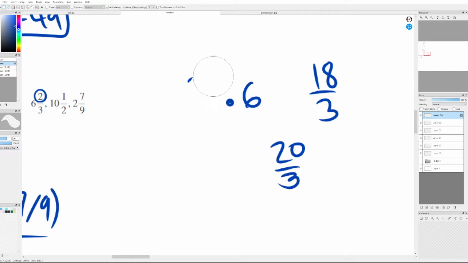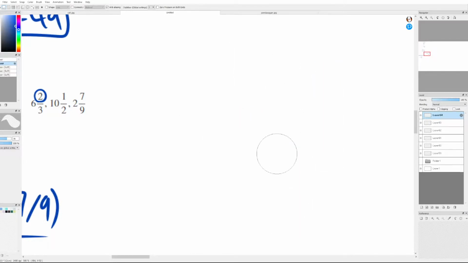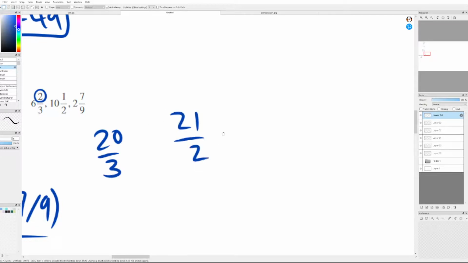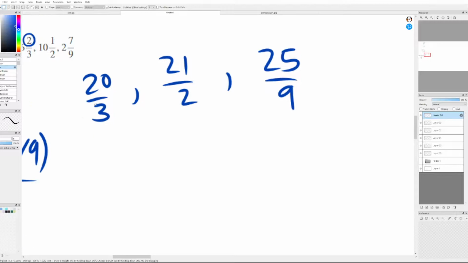And we're going to do the same process for the others. So that will be 21 over 2. And 18 plus 7, I'm not doing very good with the mental math today, sorry, 25 over 9. And now we want to add these together, right?